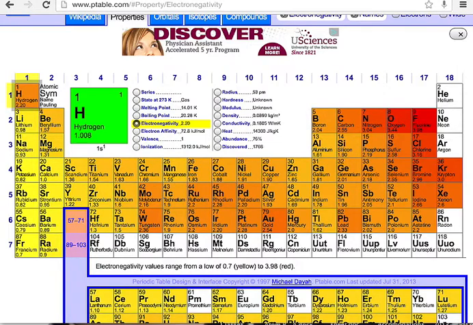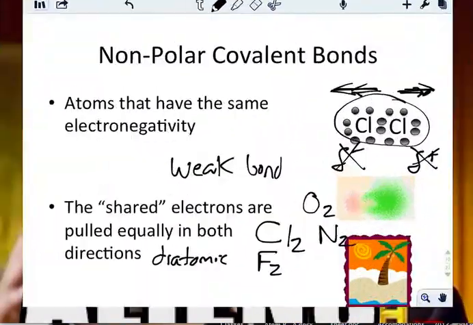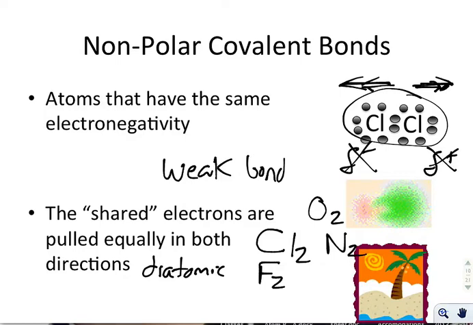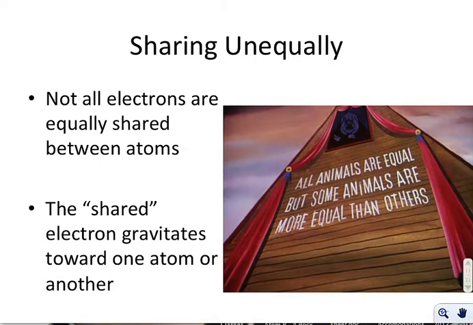But nitrogen at 3.04 is very similar to bromine at 2.96. Yes, they're not exactly the same, but they're both very close to 3. As a result, you could say that nitrogen and bromine would form something very similar to a nonpolar covalent bond.